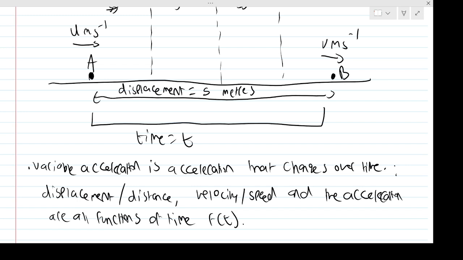Some sort of algebraic function with respect to time. So as the time varies throughout the journey, what is the acceleration, what's the speed, what's the distance the object has at that particular point in time in the journey. Okay, so let's just have a look at some examples then, what I mean by all this.